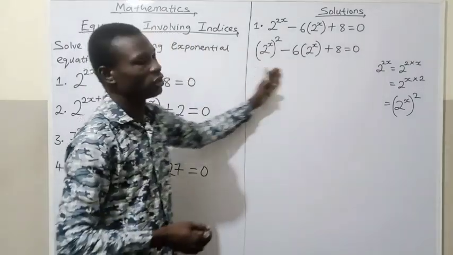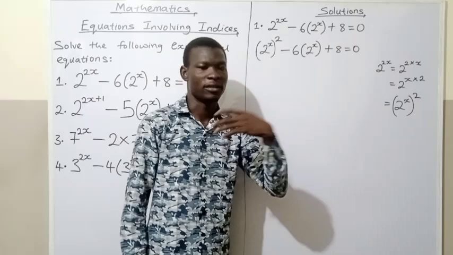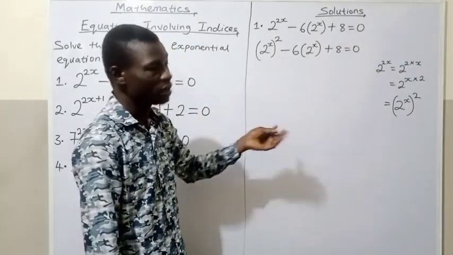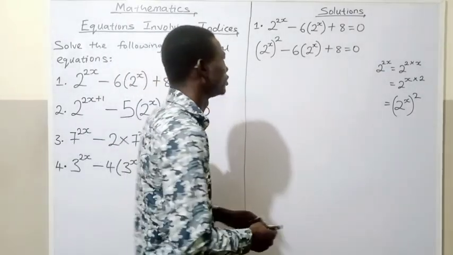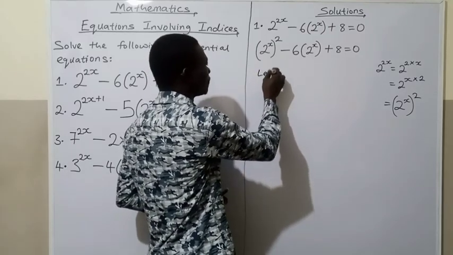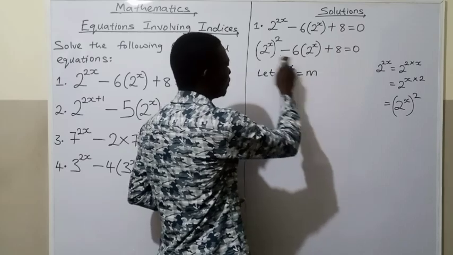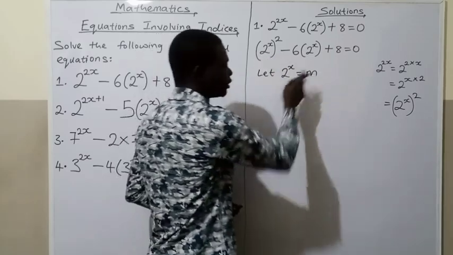So we are going to introduce another variable different from x. If you like, you can use m, n, p, a or y. Any variable of your choice. So I want to use m here. So I say let 2 raised to the power x be equal to m. This 2 raised to the power x, I want to make it equal to m.